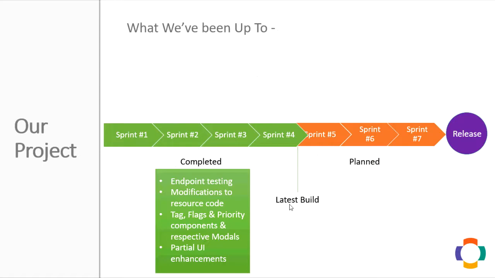So what have we been doing till now? Essentially, we have been following the agile methodology for our project management, and we use Scrum. Till now, we have had 4 completed sprints, and we have 3 more quick sprints planned in the upcoming month. And then hopefully we'll be heading towards a release. In the completed sprints, a basic overview of what we have completed is endpoint testing, modifications to the resource code, building up the tags, flags, and priority components and their models, and UI enhancements as well. The latest build has been released as of sprint number 4, and that was about 3 days ago.